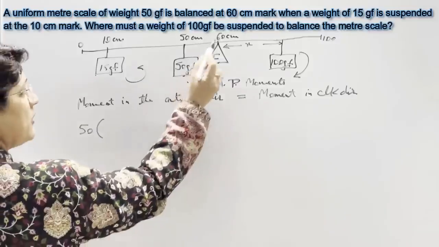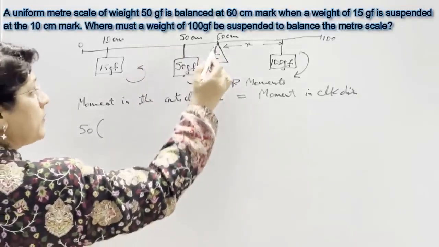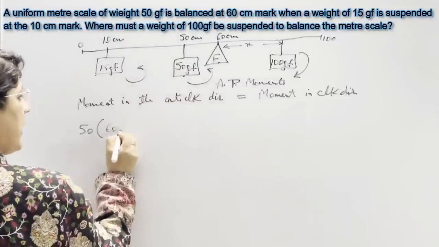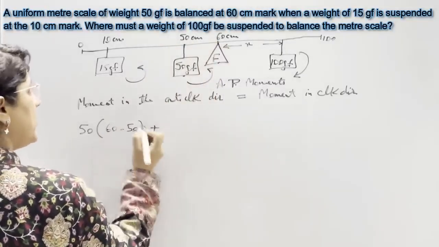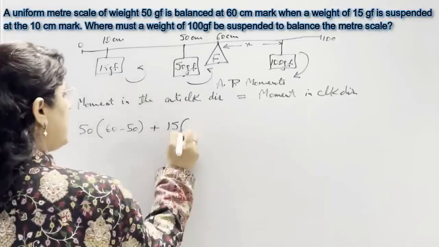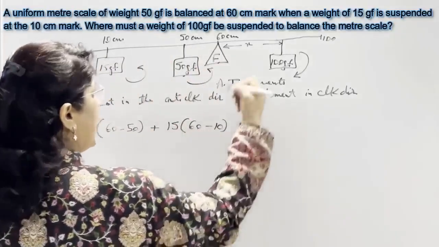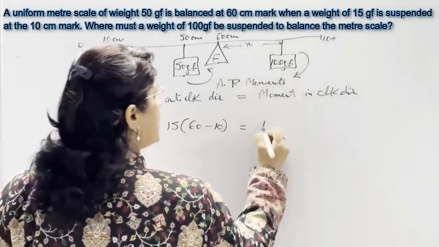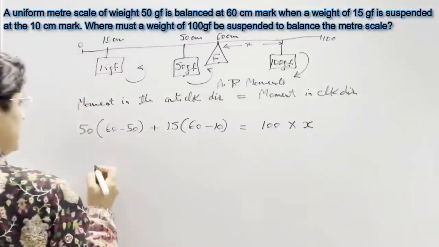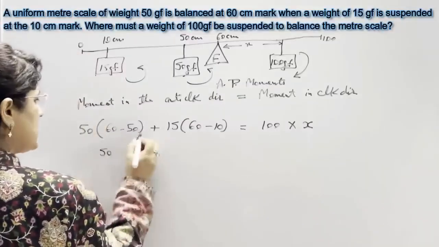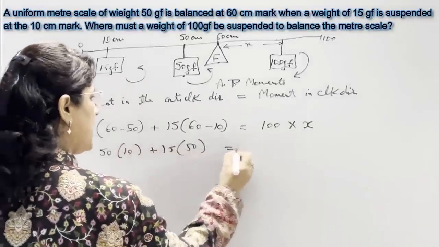And what is its position from the fulcrum? All distances should be calculated from the fulcrum. Fulcrum is at 60 and the distance of this weight is 60 minus 50, plus the next weight is 15 GF. Its distance from the fulcrum is 60 minus 10. And in the clockwise direction, the weight is given as 100 GF, but we don't know the distance, so we are taking it as x.